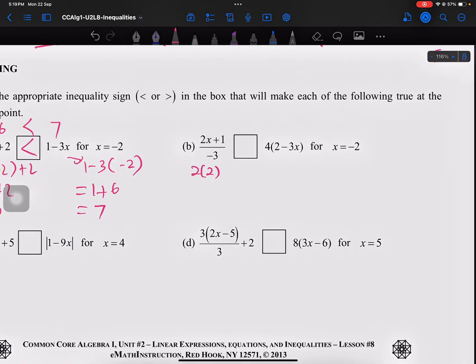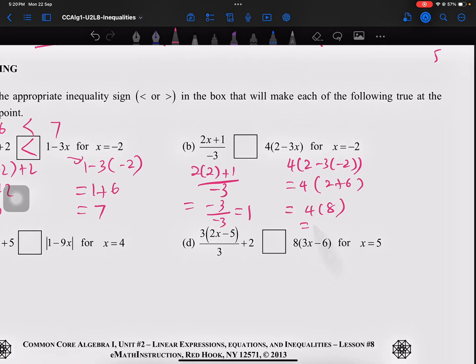For B, 2 plus 1 over negative 3, and then 4 times 2 minus 3 times negative 2. So we solve for this. We will get negative 3 over negative 3, so it is 1. Then we solve for this, 4 times 2 plus 6. It is multiplied by 8, it is 32. So 1 versus 32. Of course, it is lesser.